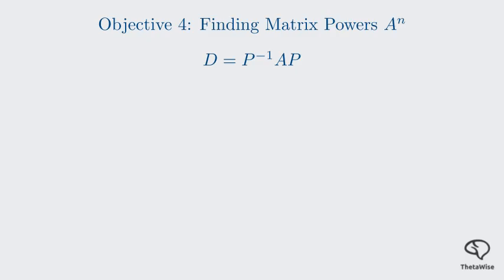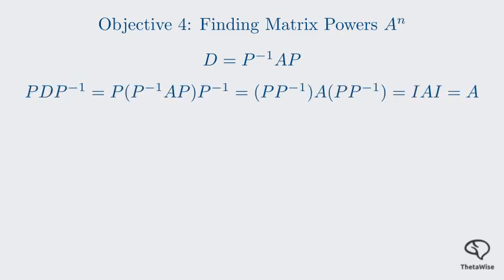To do this, we can undo the diagonalization. By pre-multiplying both sides by P and post-multiplying by P inverse, the P's and P inverses on the right cancel out, because P times P inverse equals the identity matrix. This leaves us with A equals P D P inverse. So we have a new way to write our matrix A, P D P inverse.